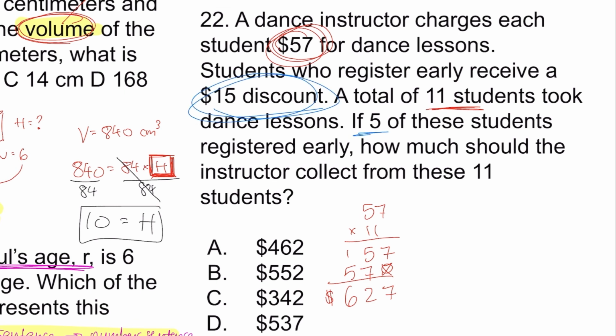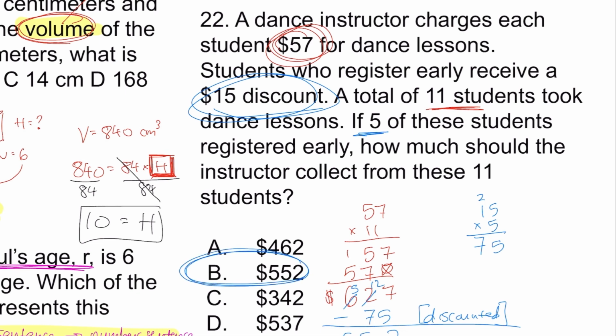And here, 5 students registered early. So they saved money, which means you don't have to pay this instructor. If you do 15 times 5, that would be 75. So you would have to subtract $75, which is discounted. And when you subtract, you get 552. And that's choice B.